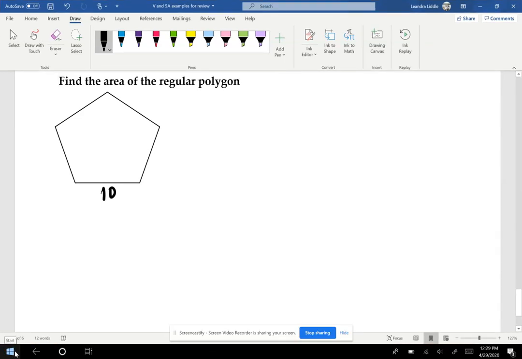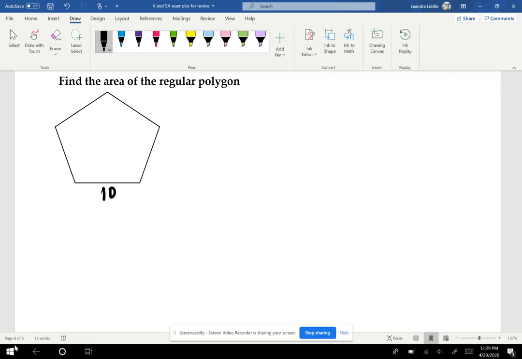All right, so this video is going to go through the area of a regular polygon. Here I have a pentagon with a base length of 10. In order for us to find the area of the whole polygon, we have to look at the triangles that make up the regular polygon. So each regular polygon is made up of triangles.